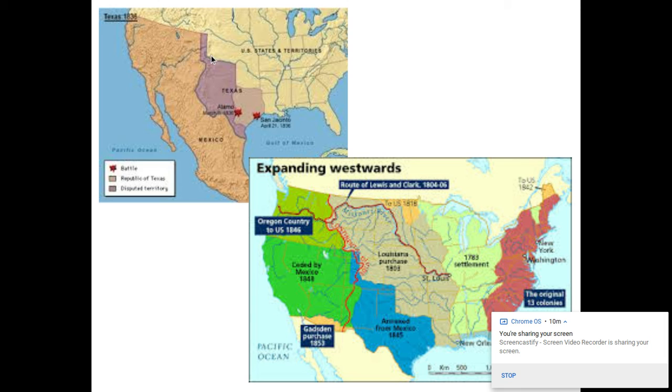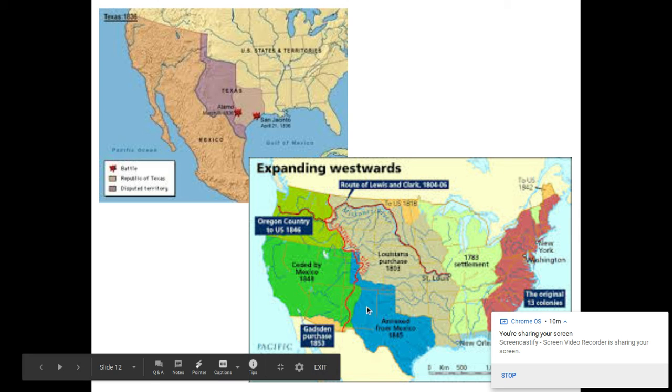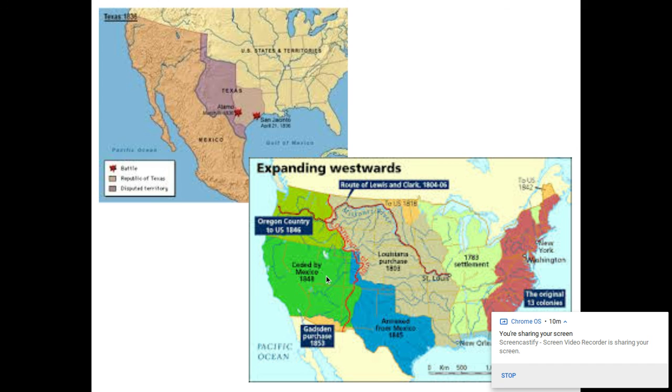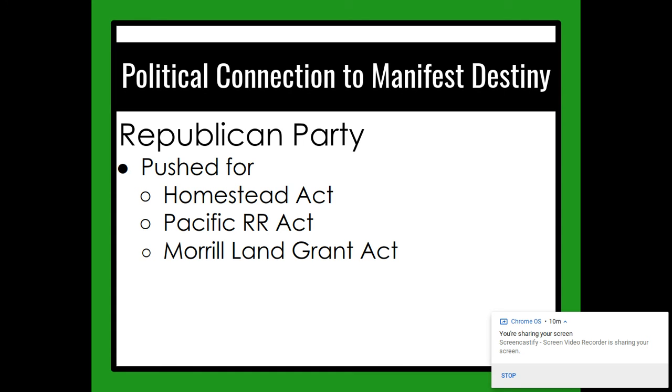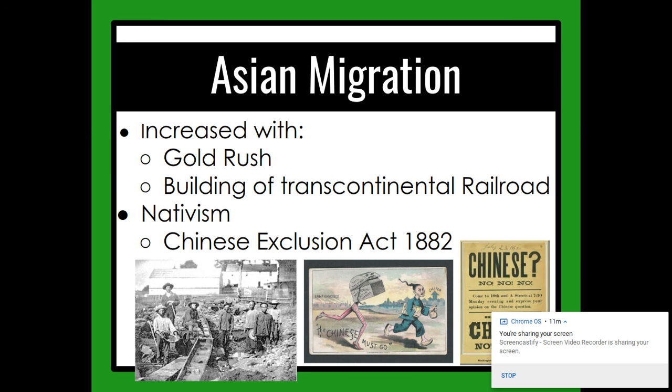So here's that disputed territory that helped lead to the US-Mexican War here in this top map in the darker purple part. Ultimately, that US-Mexican War is going to add this whole dark green area right here to the United States. That's the Mexican cession, and that's going to further manifest destiny, but also further migration. One political party that's connected to manifest destiny and the push for westward migration will be the Republican Party. They push for the Homestead Act, Pacific Railway Act, the Morrill Land Grant Act. All three of these acts are going to help with internal migration and also expansion westward and settlement westward.